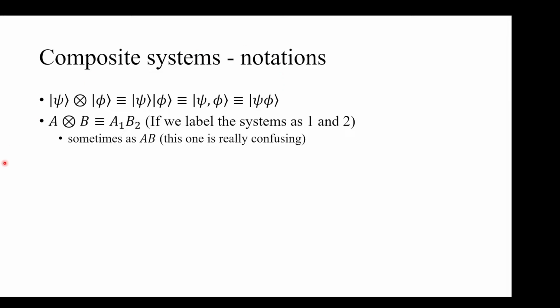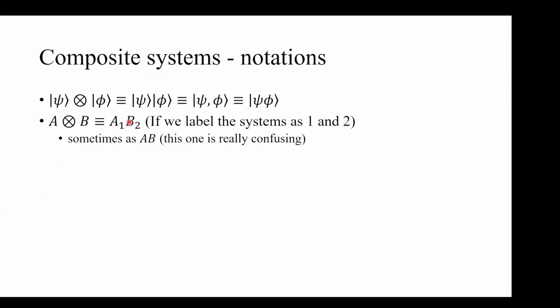There is also notation for the tensor product between matrices, and this one is even more fishy. We have A tensor B, the tensor product of two operators or matrices on two subsystems. A will act on the first system and B will act on the second system, as we know from chapter 1. If we label our systems as 1 and 2, sometimes once again we don't want to write tensor, and then we just write A sub 1 and B sub 2.